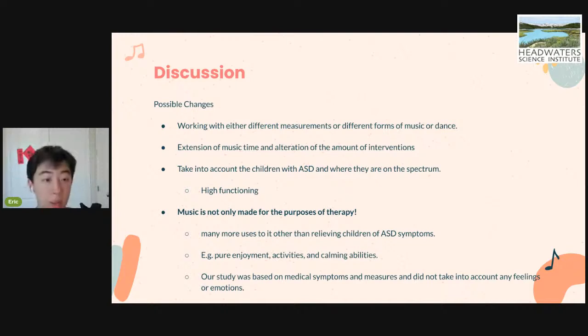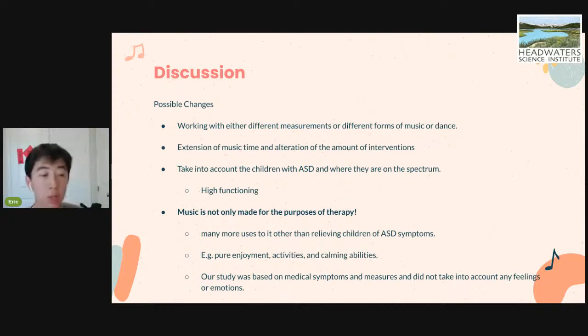And then if we were to continue this experiment and redo it, some possible changes are either working with different measurements or different forms of music or dance, extension of music time and the alteration of the amount of interventions, or taking into account where the children with ASD are on the spectrum, whether they're high functioning or on the lower end of the spectrum.